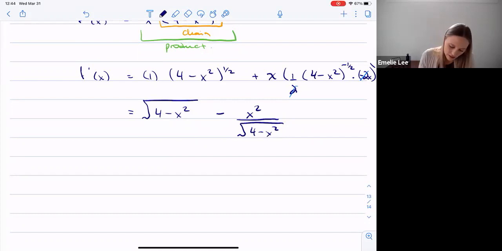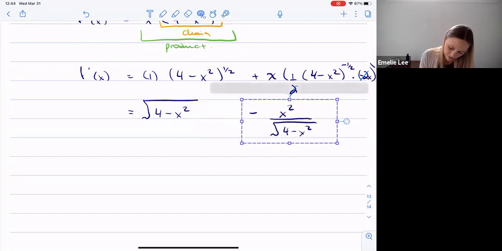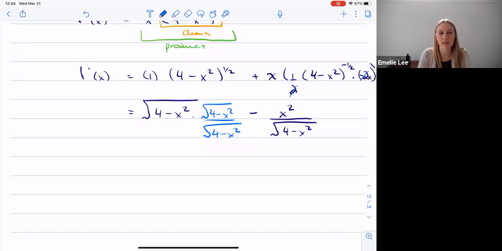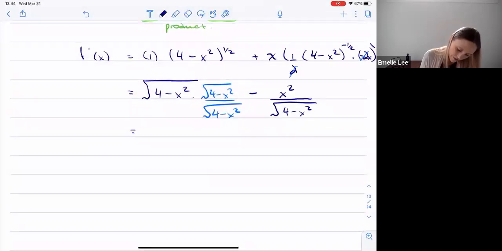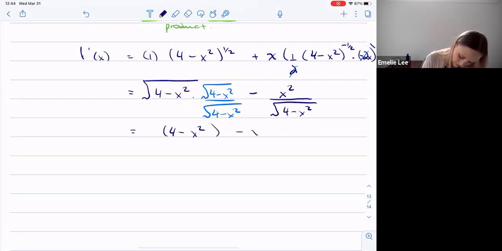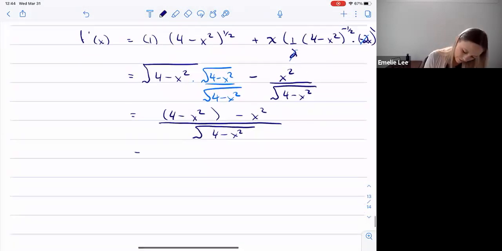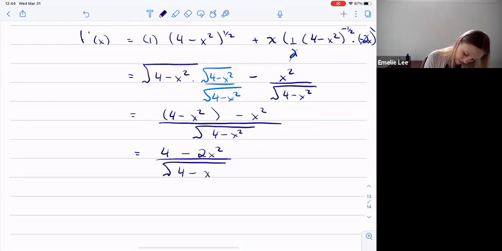So I need a common denominator here, and maybe I'll just move this over and multiply by 4 minus x squared over the root of 4 minus x squared, forcing that common denominator so I can simplify. The root times the root is just 4 minus x squared, and then minus x squared all over the root of 4 minus x squared. I get 4 minus 2x squared over the root of 4 minus x squared.